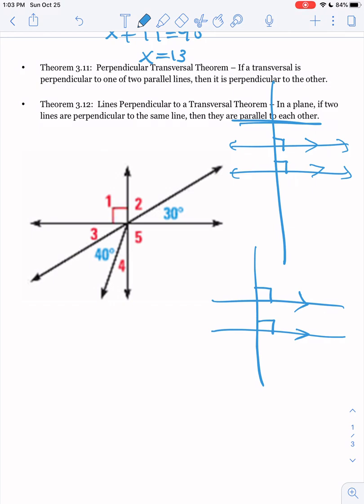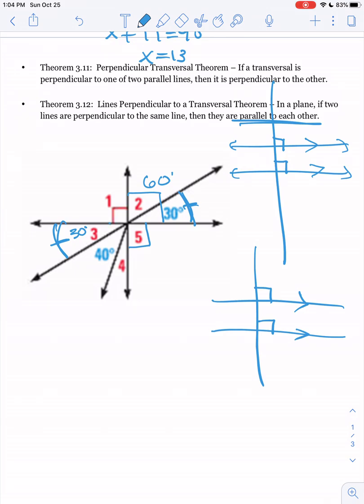First thing I'm going to do is I'm going to see 1 and 5 are vertical angles, so I can assume that 5 is also 90 degrees. We're given that 1 is a 90 degree angle. I also know that these two angles have to add up to 90 degrees, so I take 90 minus 30. That means angle 2 has to be 60 degrees. I can see that this 30-degree angle and this angle are vertical angles. They're across from each other in an X, so I'm allowed to assume that angle 3 is 30 degrees.